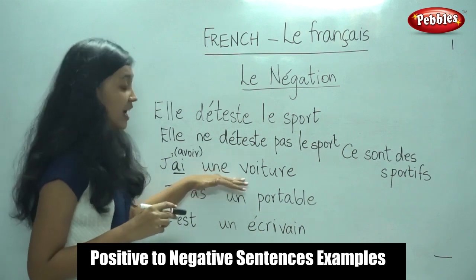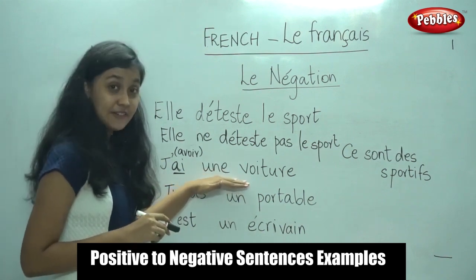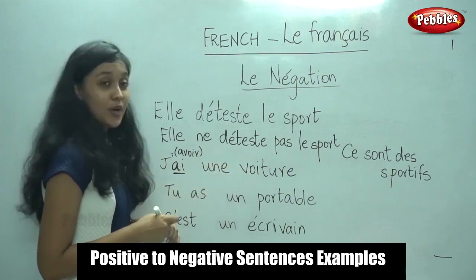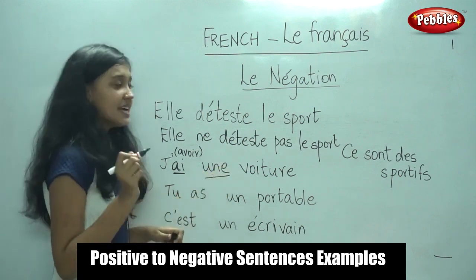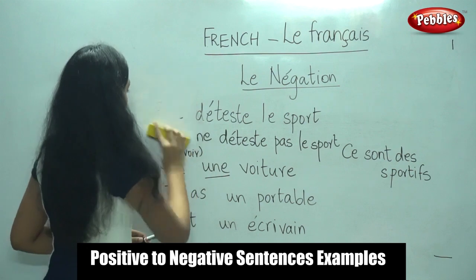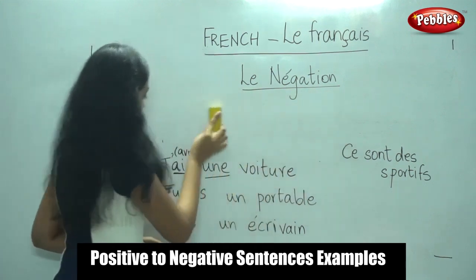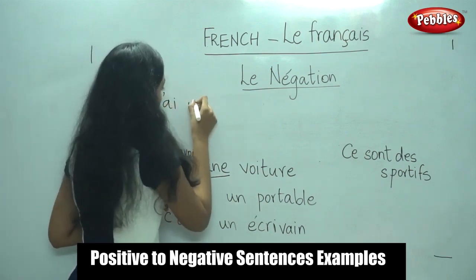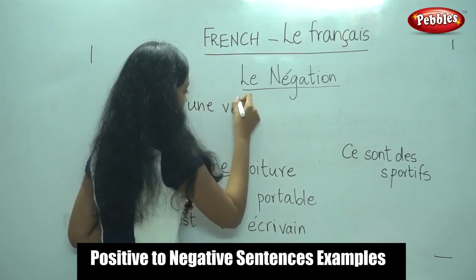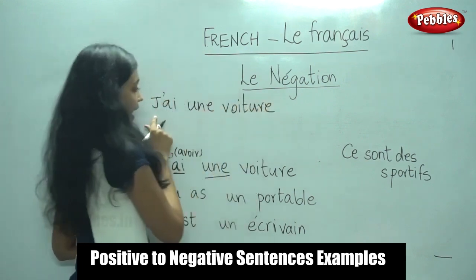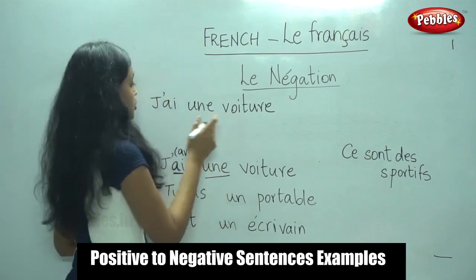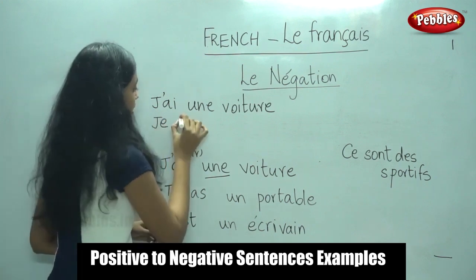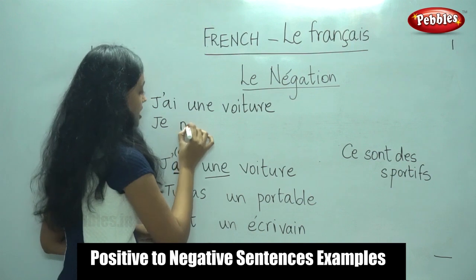However, when we have an indefinite article, do you remember the indefinite articles? Un, une and des. Yes. So when we have an indefinite article, there is a slight change. So let me write the sentence once again. J'ai une voiture. I have a car. So this apostrophe would be taken. We would write je. Before the verb, what would we write? Ne.